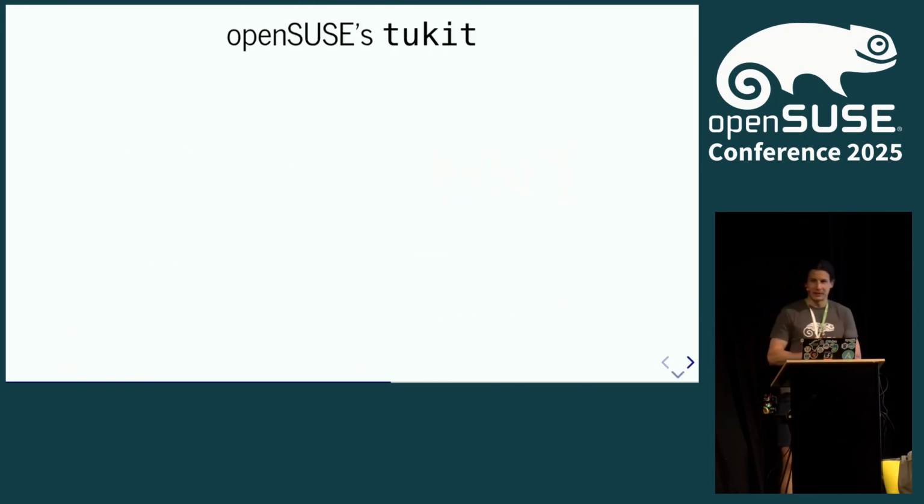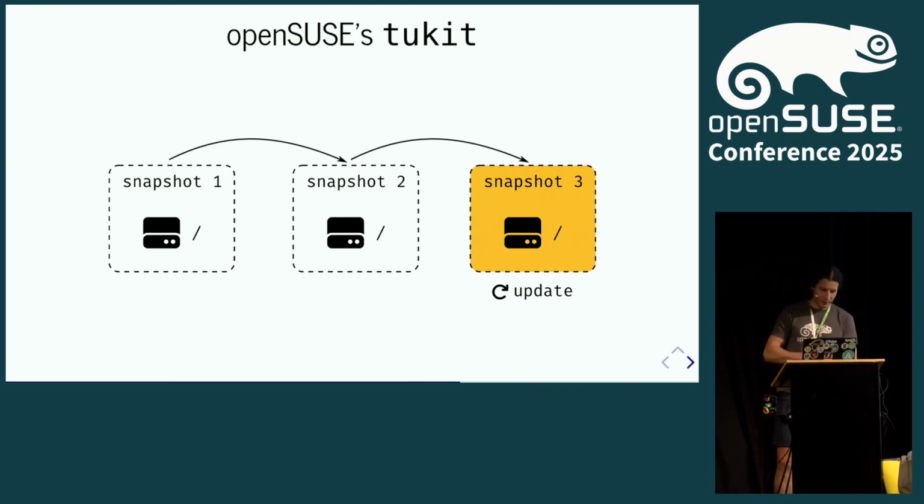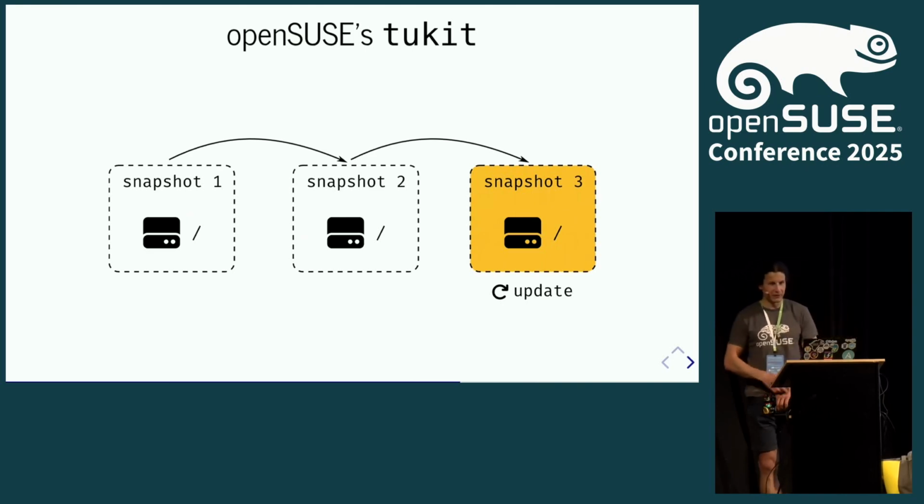Then we have another piece in the puzzle, and that's transactional update, or more or less the utility behind it, tukit, the transactional update kit. I think you are probably mostly familiar with that, or vaguely familiar. That's the openSUSE implementation of atomic updates or transactional updates.